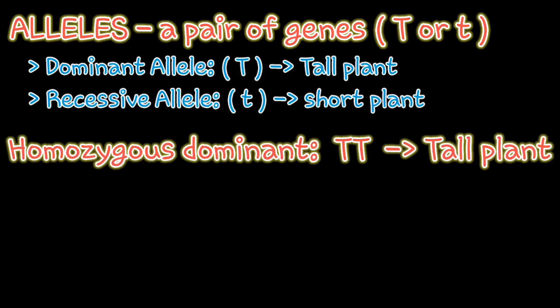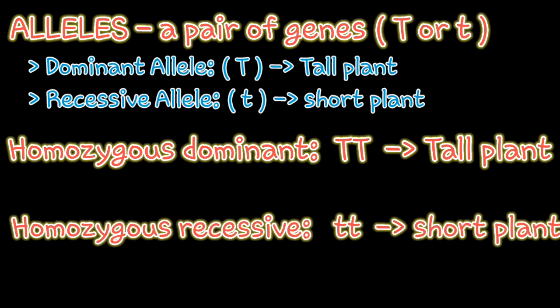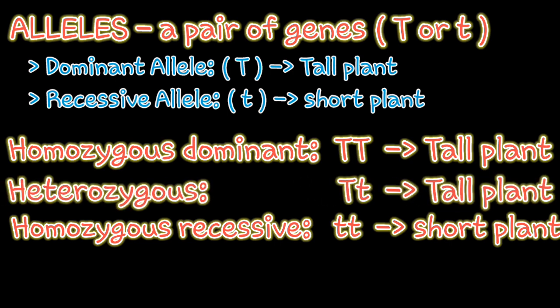Next is homozygous dominant. Homo means the same. Dominant should be written in a capital letter, so we have two capital letter T's. Homozygous recessive. Again, homo means the same, and recessive should be written in a small letter, so we have two small letter t's. In the case of a heterozygous, since hetero means different, it should be one capital letter T and a small letter t.